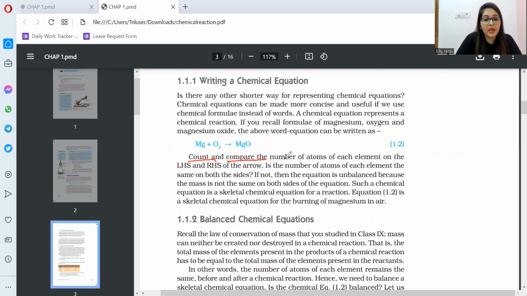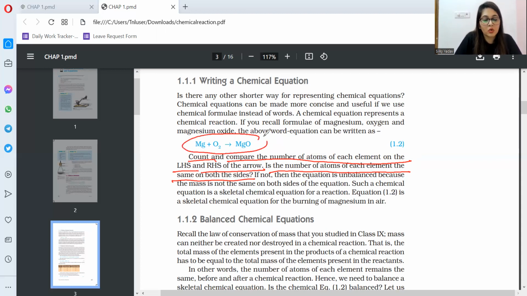Now count and compare the number of atoms of each element on the LHS and on the right hand side of the arrow. Is the number of atoms of each element the same on both sides? If it is the same, then it is a balanced chemical equation. And if the things present on the reactant side and on the product side are not equal, then that is not a balanced equation. That means it is not following the universal law which I have just told you, right?